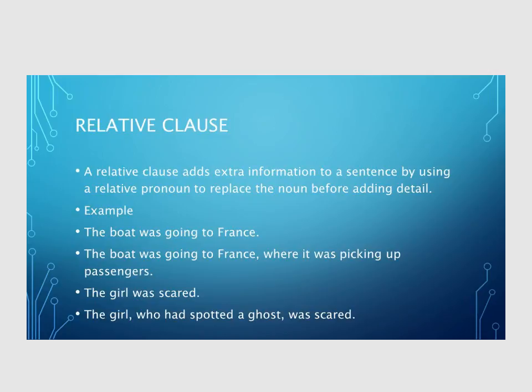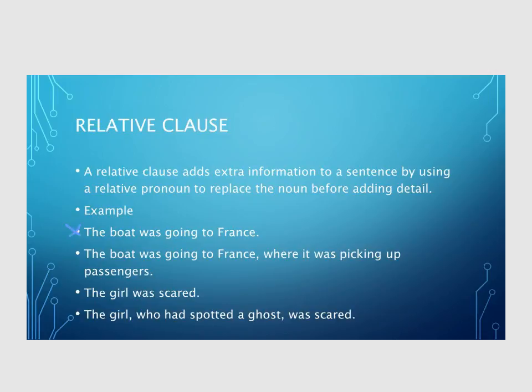So then now we need to move on to think about the relative clause. So a relative clause adds extra information to a sentence by using a relative pronoun to replace the noun before adding detail. So that can sound quite complicated, but let's just break it down a little bit here. So I'll say it again. The relative clause adds extra information to a sentence. And we do that by using a relative pronoun and then adding on extra detail. So let's have a look at a couple of examples.